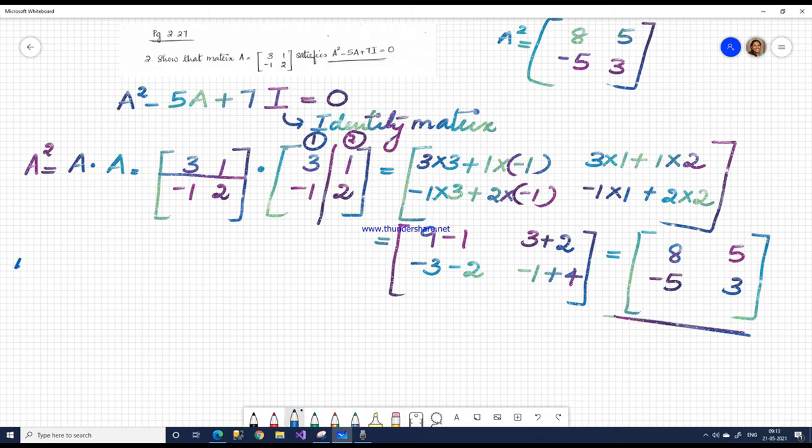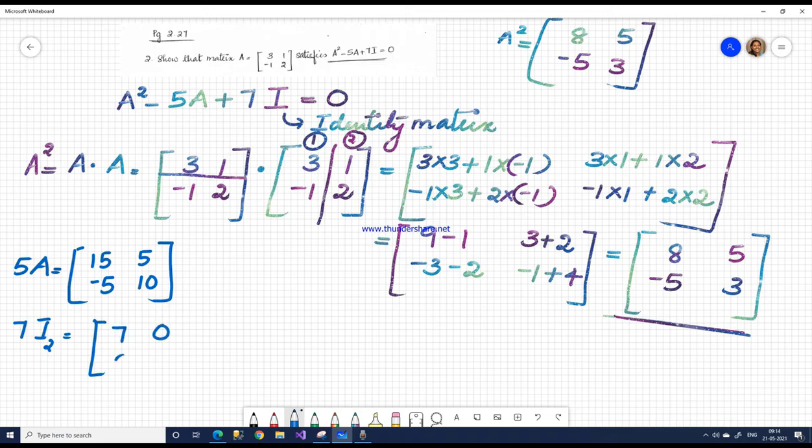Now let's compute what is 5A. 5A means multiplying the number 5 with all the elements of matrix A. So 3 times 5 is 15, 5 times 1 is 5, 5 times minus 1 is minus 5, and 5 times 2 is 10. So we got 5A as 15, 5, minus 5, 10. Now 7I, this is I of order 2.